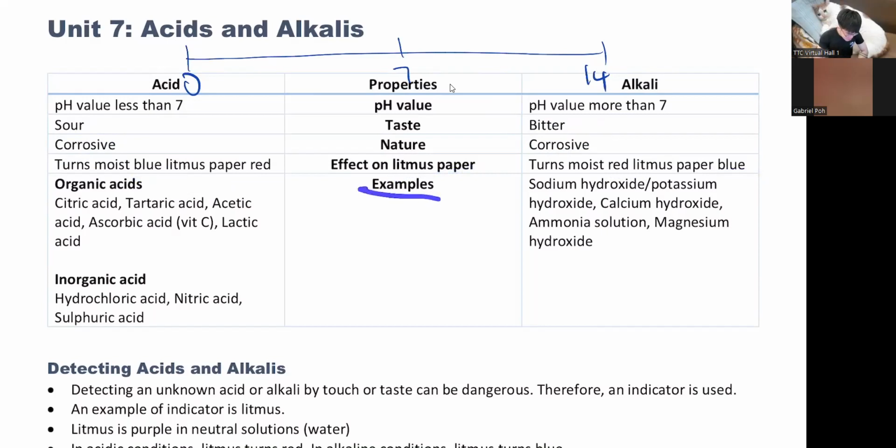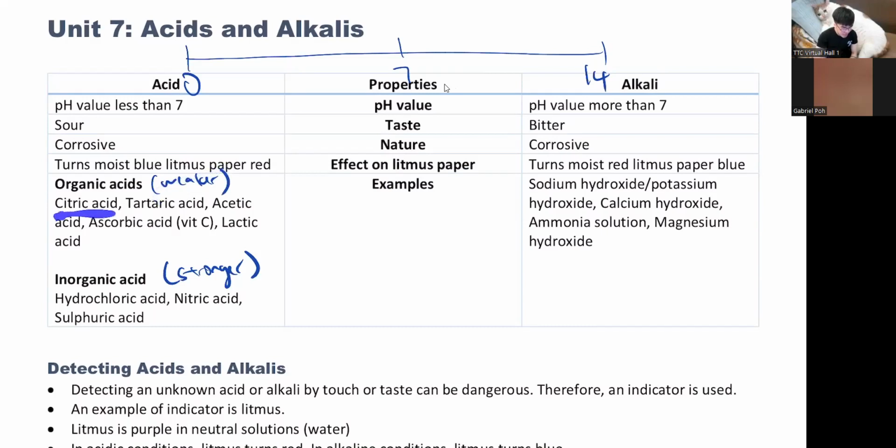Next, examples. You have two types of acid actually. You have the organic acid, which is weaker. Okay, you can put a remark here. Inorganic acid, they are usually stronger. Right? Weaker as in, you put it on your skin, it won't hurt. You drink it, it won't hurt.